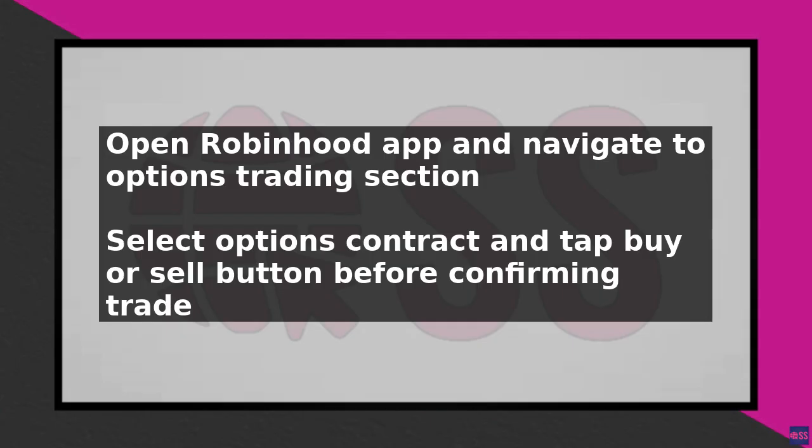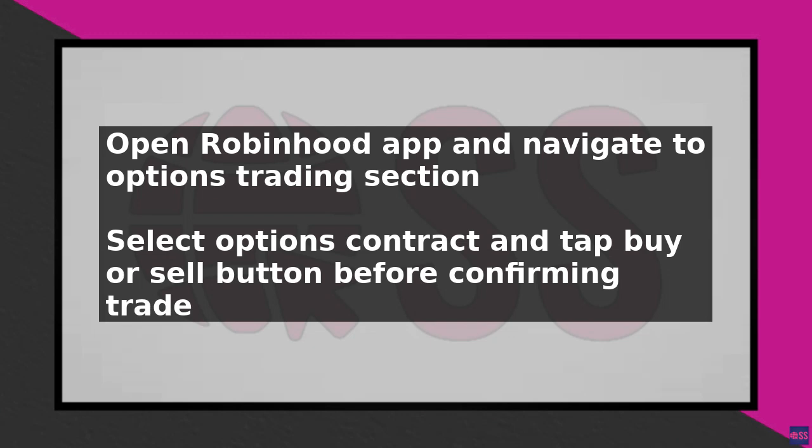To get started, open the Robinhood app and navigate to the Options Trading section. Select the options contract you want to trade and tap on the Buy or Sell button. Before you confirm the trade, you will see an option to add a stop loss.